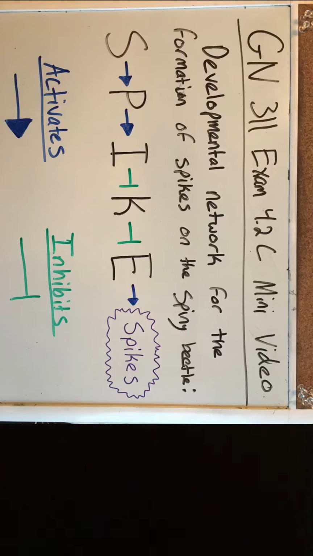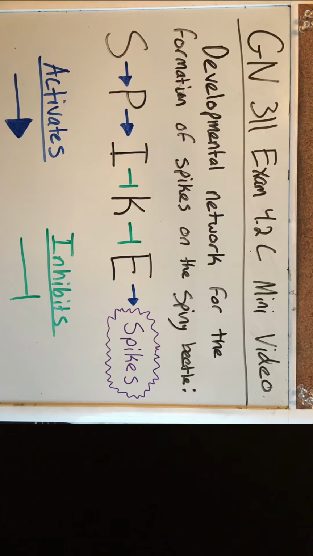Hello, in this video I'll be going over how to interpret a developmental network using the spike pattern for spiny beetles. Pictured is the pathway for the formation of spikes in cells of the spiny beetle's ectoderm. This formation is influenced by 5 genes, S, P, I, K, and E, and can be read using the symbols provided between the letters.